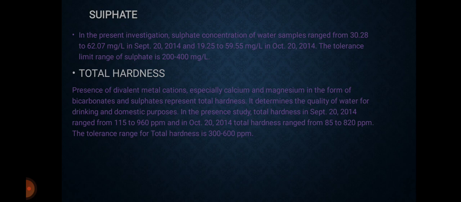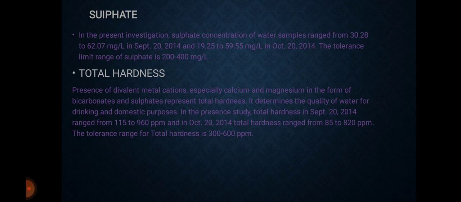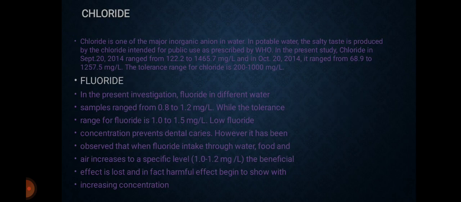Total hardness. The presence of divalent metal cations, especially calcium and magnesium in the form of bicarbonates and sulfates, represent total hardness. It determines the quality of water for drinking and domestic purposes. In the present study, the total hardness in September 2014 ranges from 115 to 960 ppm, and in October 2014 total hardness ranges from 85 to 820 ppm. The tolerant range of total hardness is 300 to 600 ppm.